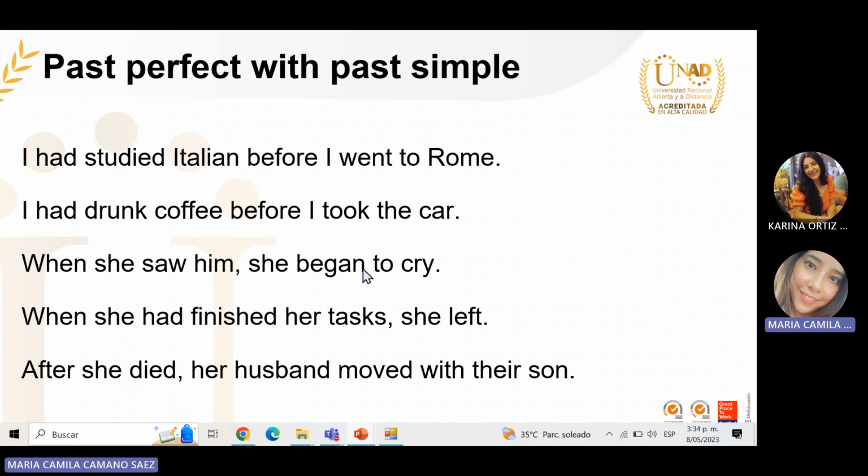Sorry, it is not the correct sentence. In this case, yes. When she had finished her task, she left. So the thing that I was explaining to you before, when she had finished her task is with past perfect, and she left is past simple. So the first action was this, because they are focusing on the duration of the action, and then she left. So this is first and this is after that. After she died, her husband moved with their son. It is past simple here and past simple here.